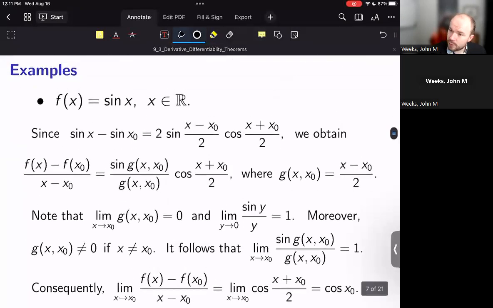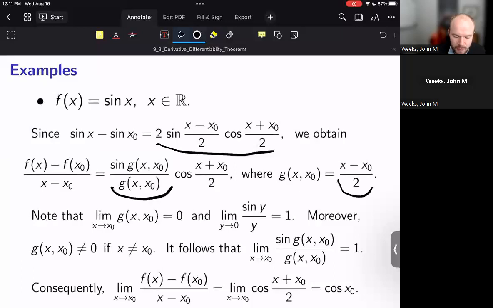Now here's that sine of x formula using these sum and difference formulas. We can write sine of x minus sine of x naught in the following way, using that this is 2 times sine of x minus x naught over 2 times cosine of x plus x naught over 2. We've used this formula once before. Then what we can do is write out what this is, where we can take g of x, x naught to be this kind of inside function, this little bit of x minus x naught over 2 business, and take a look at what this should be separately, while also multiplying it times cosine of x plus x naught over 2.